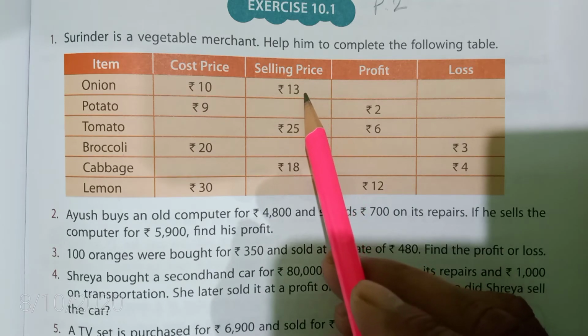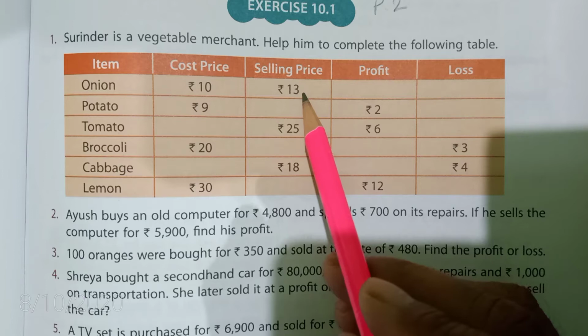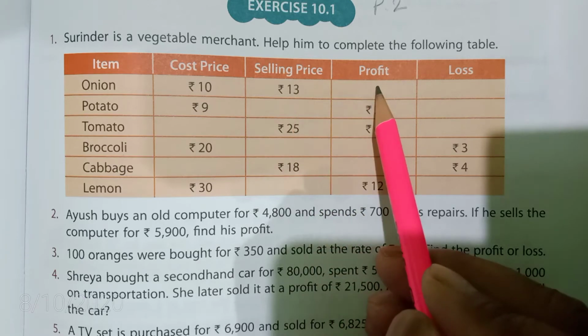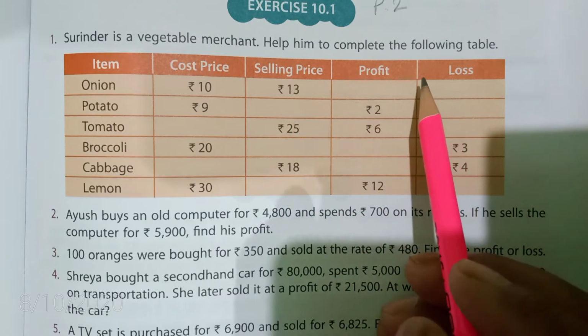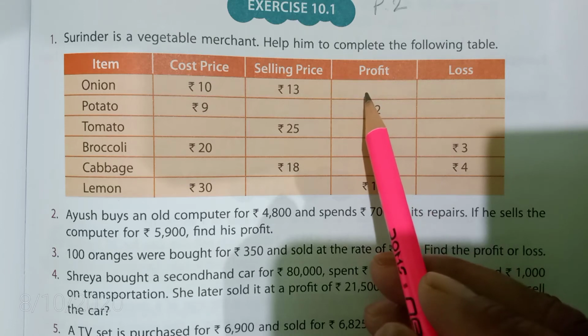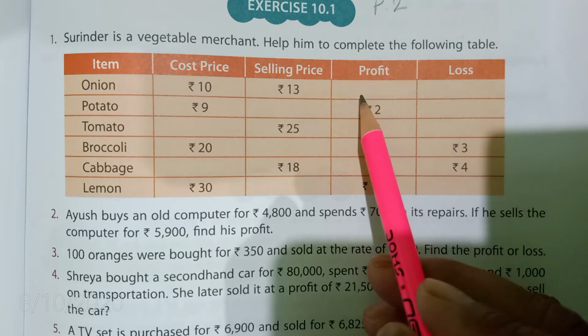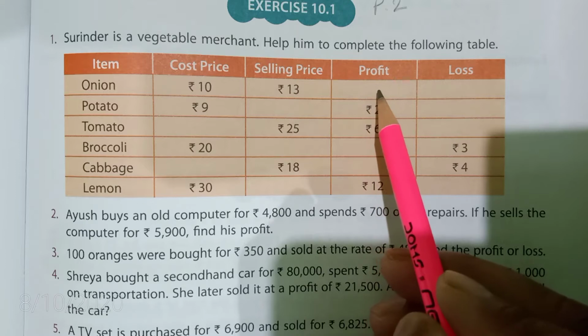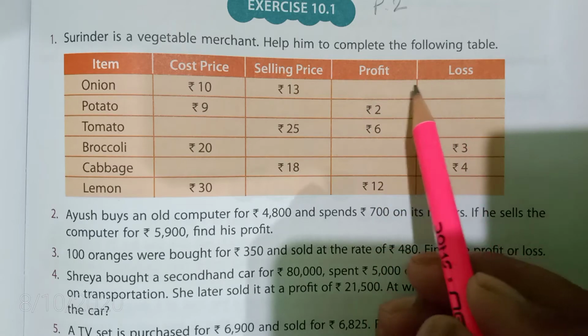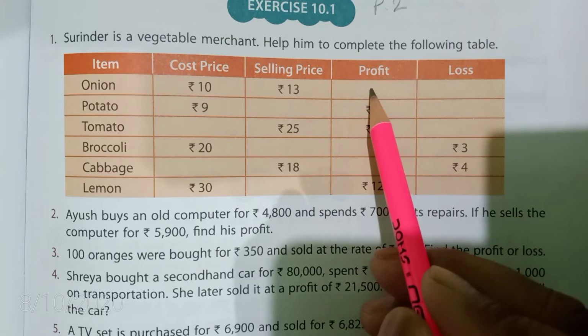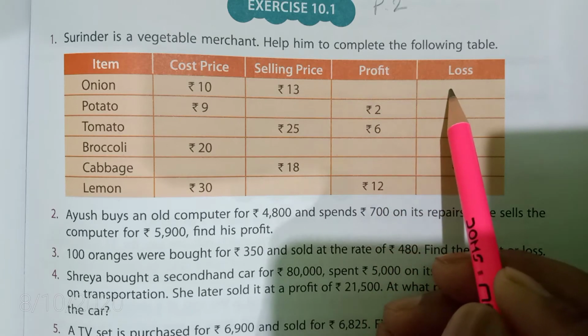In this transaction, will Surinder make a profit or a loss? Because in a transaction either there is a profit or there is a loss. Only one thing can happen, either profit or loss.